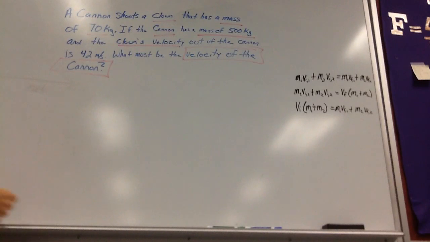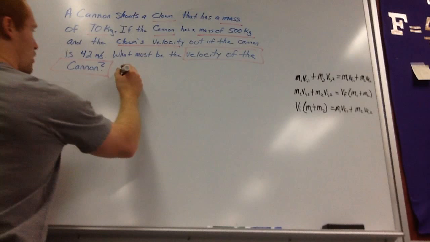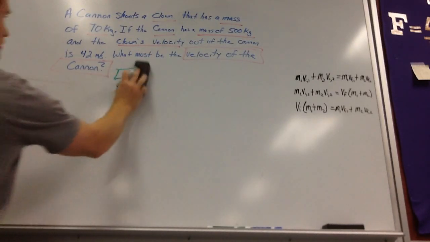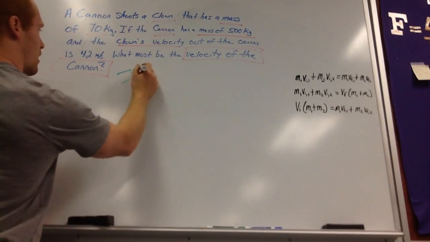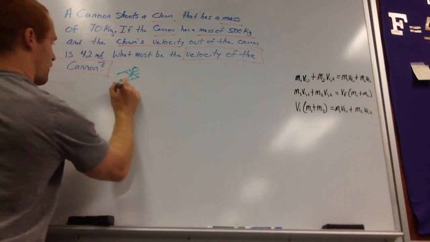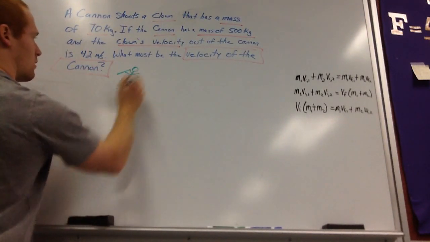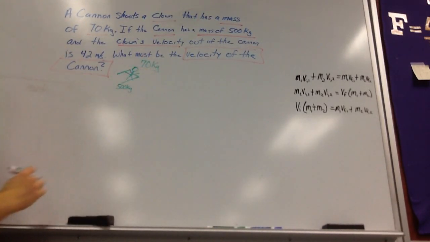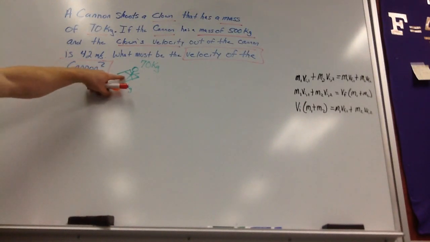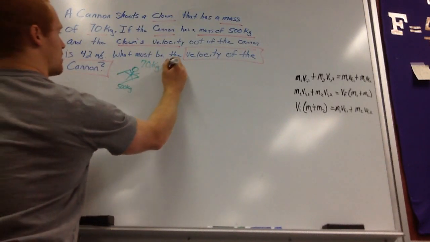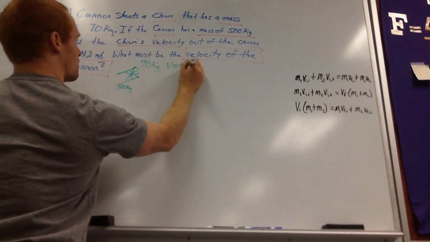So to do these problems, first thing I'm going to do is draw a picture. So first thing we have a cannon, and it is shooting a clown. So the cannon has a mass of 500 kilograms. Clown has a mass of 70 kilograms. And then also it says velocity initial. So when the clown is actually shot, the velocity is going to be 42 meters per second.